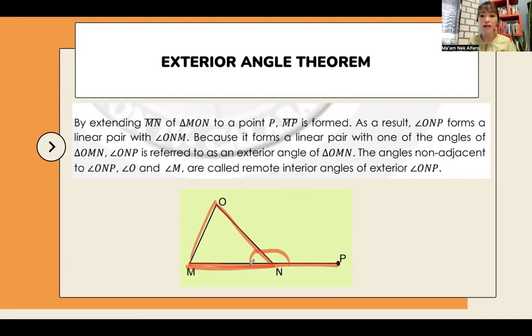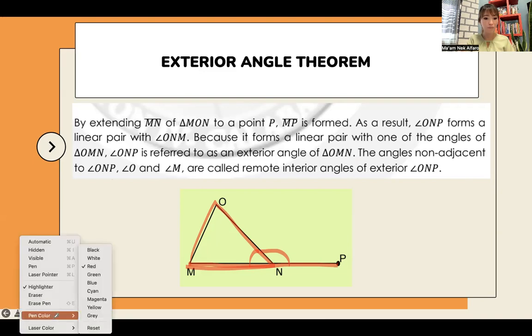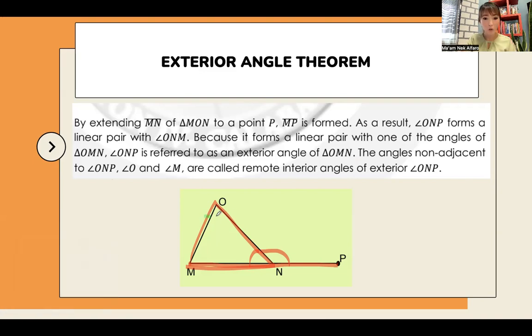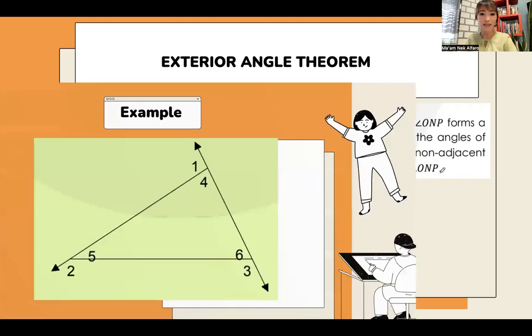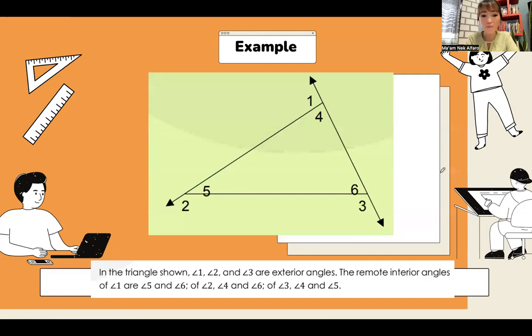The angles non-adjacent to angle ONP, which are those? Which are the angles that are non-adjacent to angle ONP? We have angle O and angle M. They are called remote interior angles of exterior angle ONP. All right? Next, you try to look at this example.